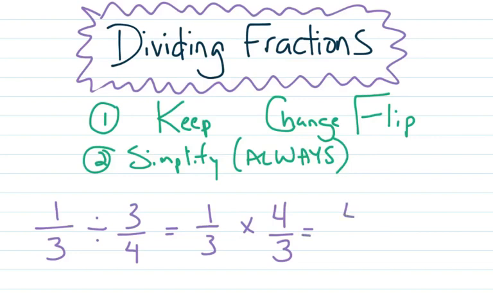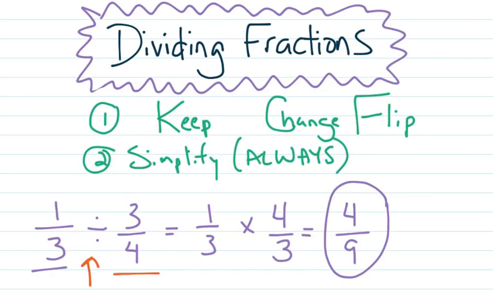1 times 4 gives you 4. 3 times 3 gives you 9. So I'm looking at this fraction. I see 4/9. There is no number other than 1 that goes into both 4 and 9, so that fraction is already simplified for me. So my answer here is going to be 4/9. You just got to remember to keep, change, flip. Keep your first number, change your symbol to multiplication, and then flip your second fraction. And then follow your multiplication rules and simplify.